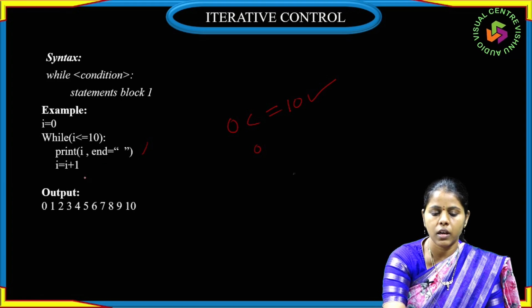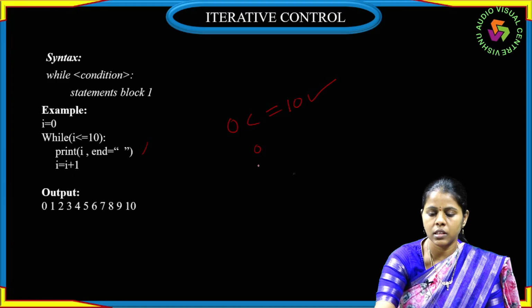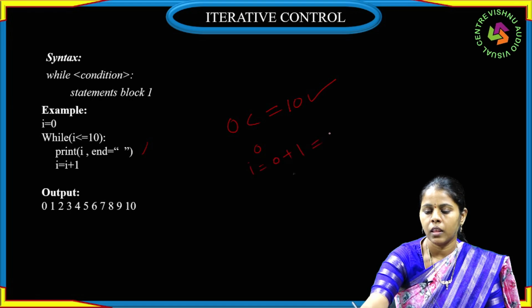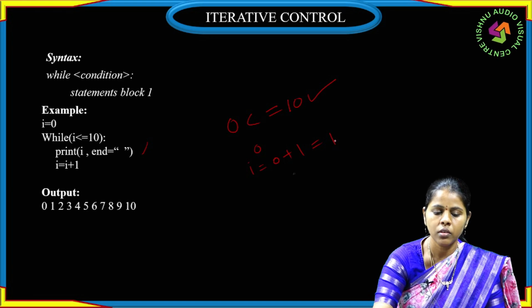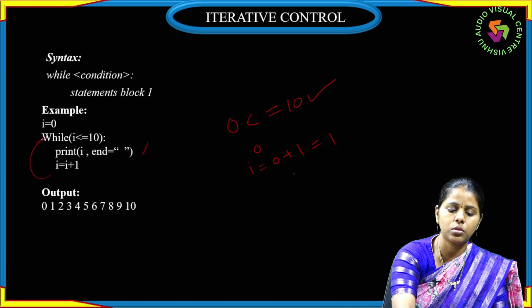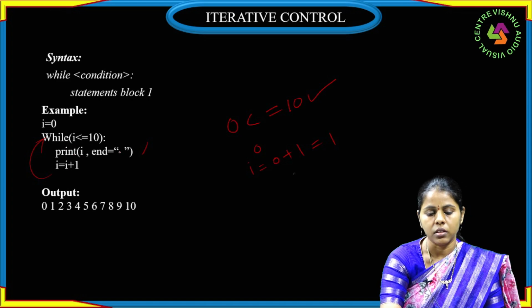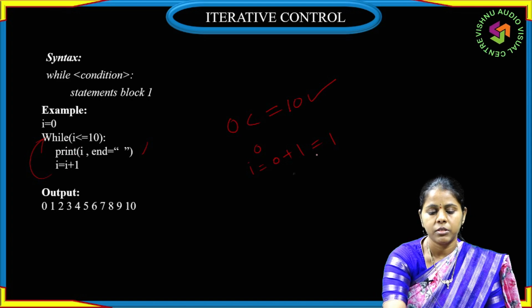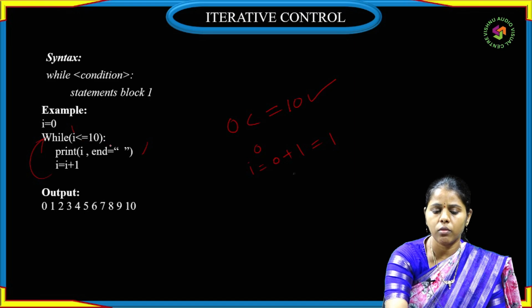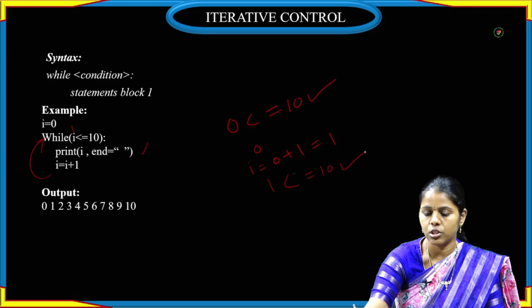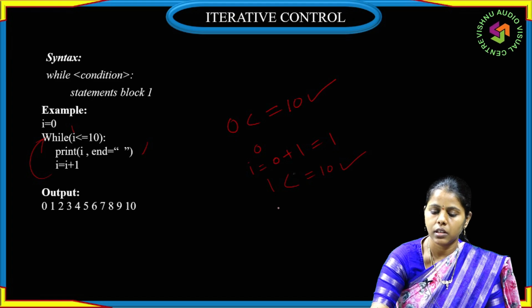Next one, I equal to I plus 1. What is the I value now? I equal to I plus 1 means 0 plus 1, so that is 1. Now it will go back to the loop: while I less than or equal to 10. Here I am checking for 1. Yes, 1 is less than or equal to 10. The condition is true again, so it will print 1.